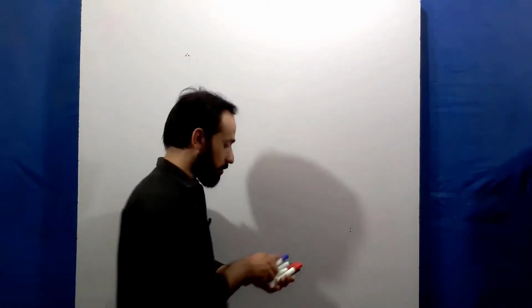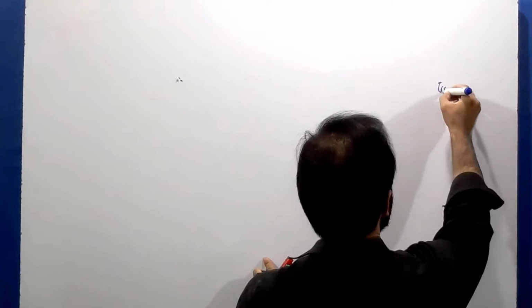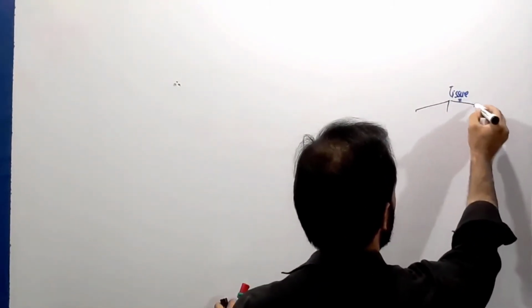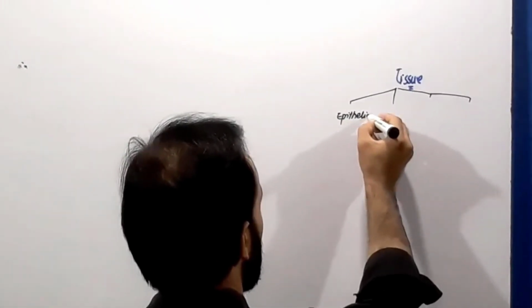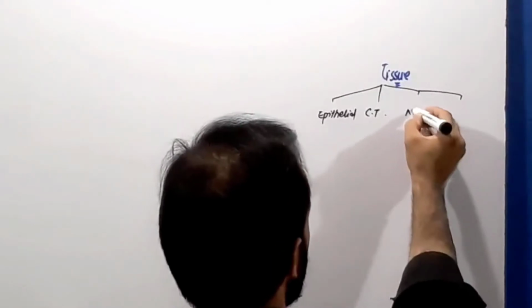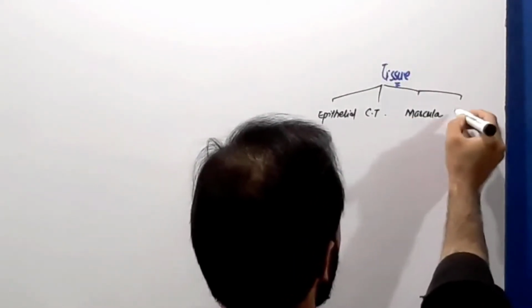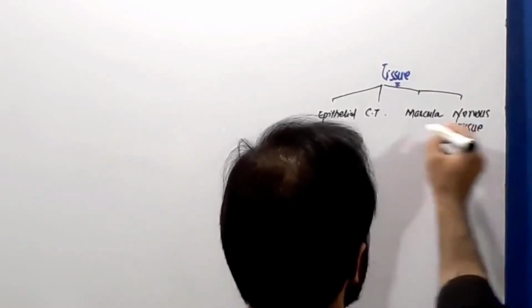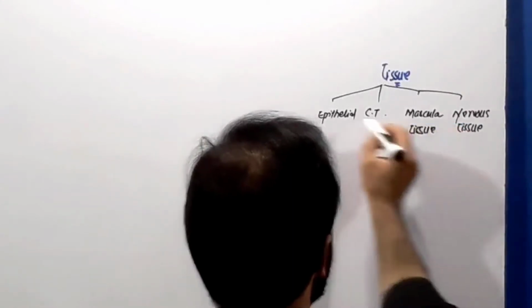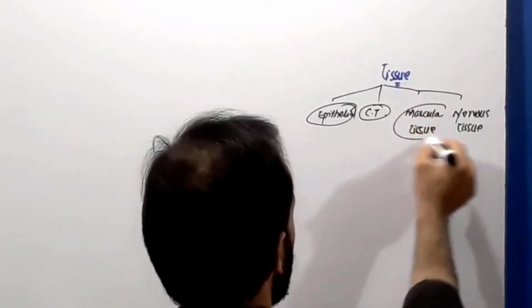Friends, you know that we are discussing the epithelial tissue. We had started our lecture regarding the tissues. In the first lecture there was the introduction of the tissues, which included that our body is composed of four types of tissues: the epithelial tissue, the connective tissue, the muscular tissue, and the nervous tissue. So this was our introductory lecture. I had just introduced these tissues in the first lecture.